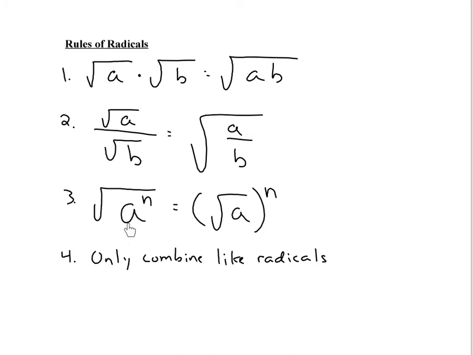The radical of a power is equal to the power of the radical. If I take a number and raise it to a power and then take the root, that's the same as taking the root of the number to begin with and then raising it to the power. The other important thing is we treat radicals just like variables. You can only combine like radicals. In other words, the radicand, the number inside, must be the same, and the root, the index, must also be the same.